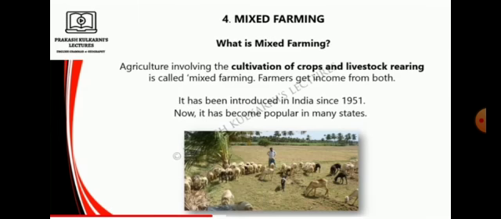Next, see mixed farming. The fourth point is mixed farming. First one, subsistence farming. Second one, intensive farming. Third one, commercial farming. The fourth one, mixed farming. Agriculture involving the cultivation of crops and livestock rearing is called mixed farming. Farmers get income from both. It has been introduced in India since 1951. Now it has become popular in many states.